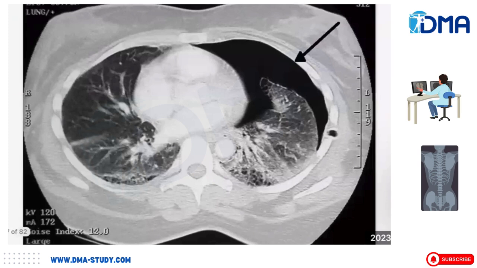Then what is this one? First, is it an X-ray, CT or MRI? CT, ma'am. Exactly. This is a CT image. What is the finding here?